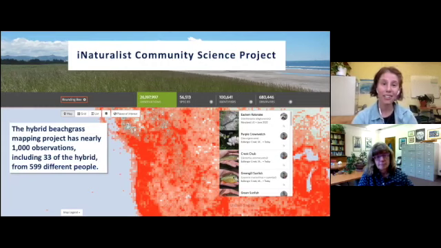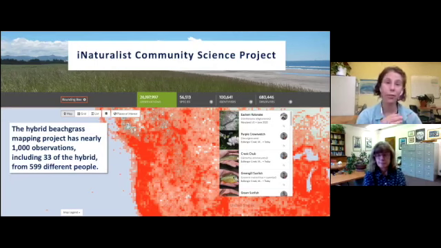And this project has accomplished a ton over the last 2 years too. So there's about 1,000 observations and over 30 of the hybrid from nearly 600 different people. And we've actually discovered new hybrid patches because of this project too. So areas where we wouldn't have searched or we didn't search super thoroughly, we were able to find new hybrid because of community members posting their observations.